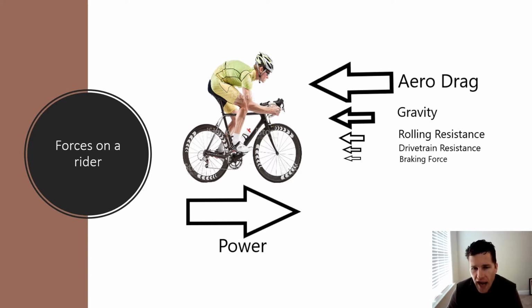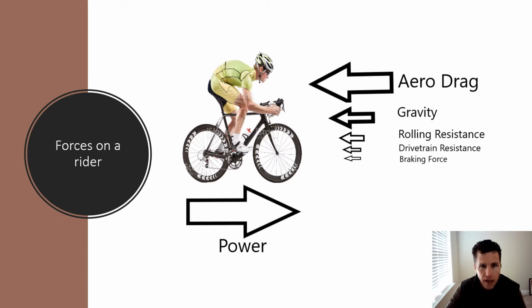Now I drew these arrows in different sizes, but they are not exactly proportional because it really depends on the specific individual rider and the specific circumstances. I put aerodynamic drag as the biggest because generally for a road cyclist on a flat road, that's the big one, and it's going to be a factor in pretty much any discipline of cycling, with the possible exception of indoor cycling.